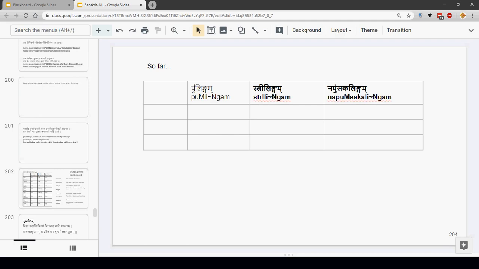We have studied the different words in Pullinga, Strilinga, Napumsakalinga. Pullinga means masculine gender, Strilinga means feminine gender, and Napumsakalinga means neuter gender. So we looked at many words in these different genders. Regarding the gender identification, is there any question? No, I think we should be good. So how is the gender determined in Sanskrit?